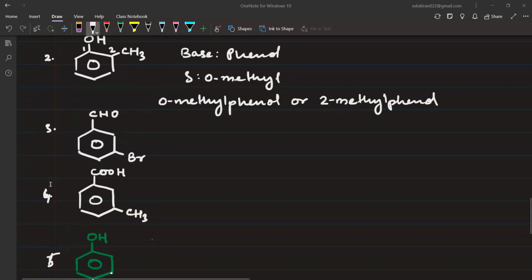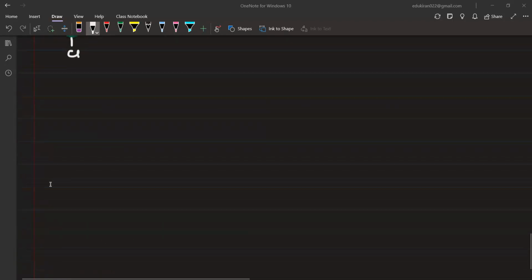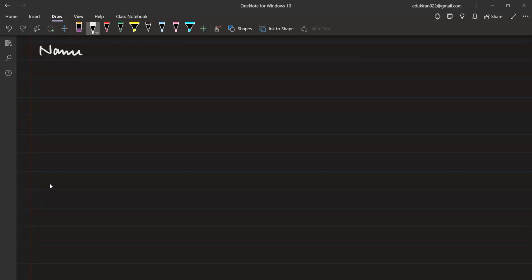Now, moving on, naming of amines, okay. Even though we are going to do this in the chapter on amines, if you have it here, it will be easier for you in the amines chapter. Naming of amines and also amides. Okay. So what is amine?